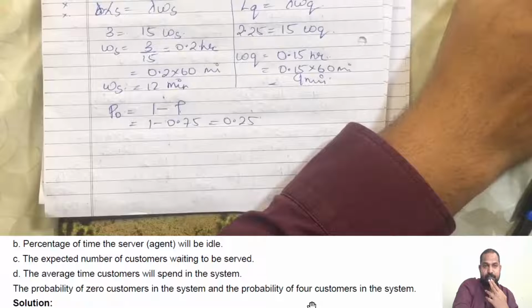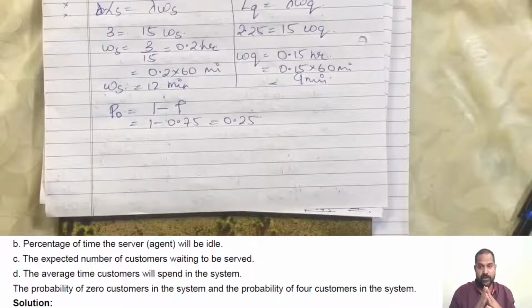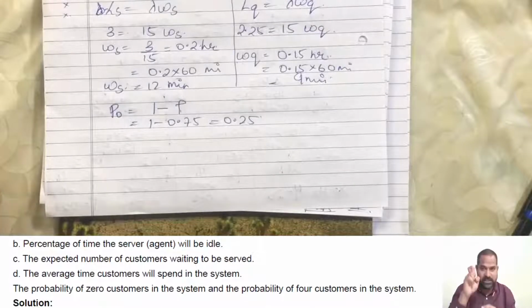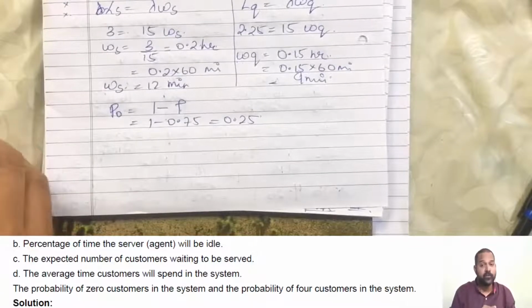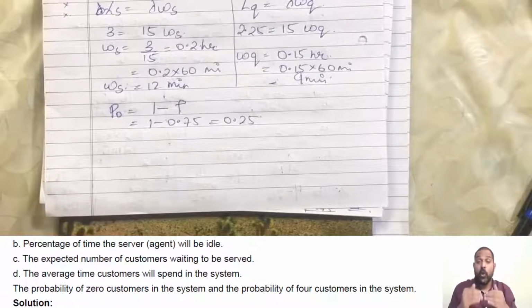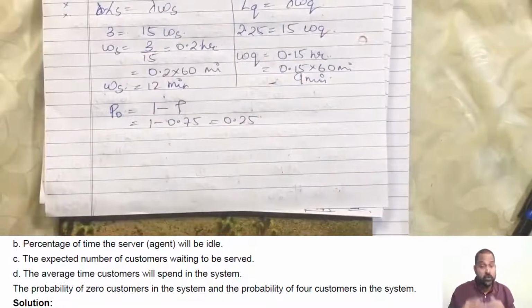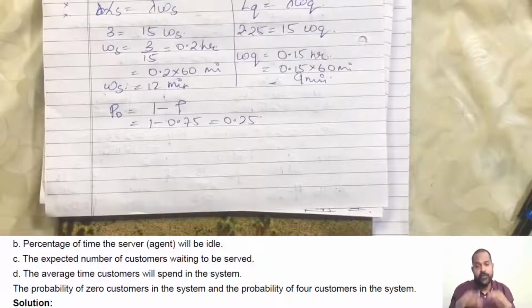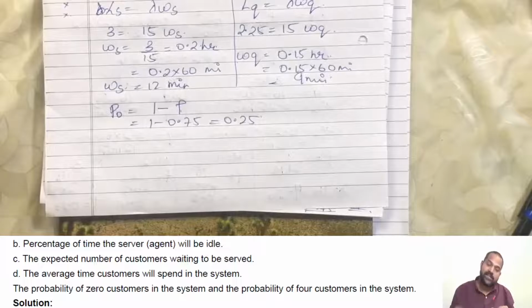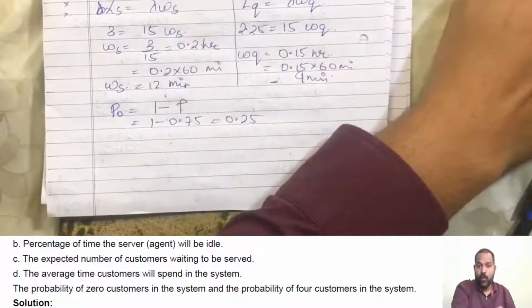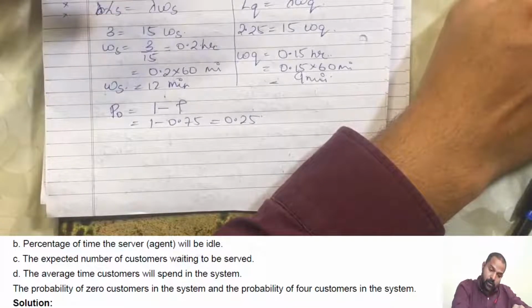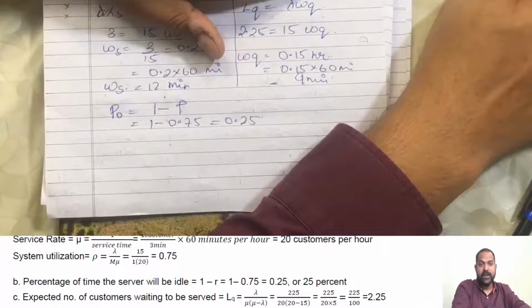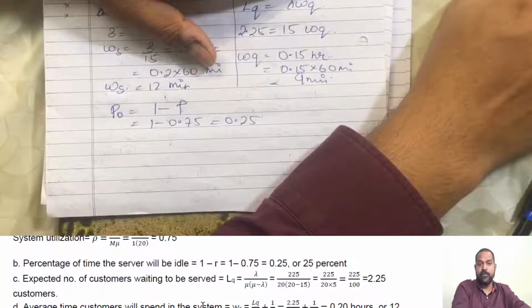Question number C. The expected number of customers waiting to be served. That's a very good question. So you're asking me for a number, which means you're either asking me LS or LQ. But which one out of the two? Expected number of customers waiting to be served. So they are not served yet, they are waiting, which means they are waiting in queue. So you are basically asking me the length of the queue. What is the length of the queue? The length of the queue according to me was 2.25. Let's see what their answer is. Expected number of customers waiting to be served is 2.25.